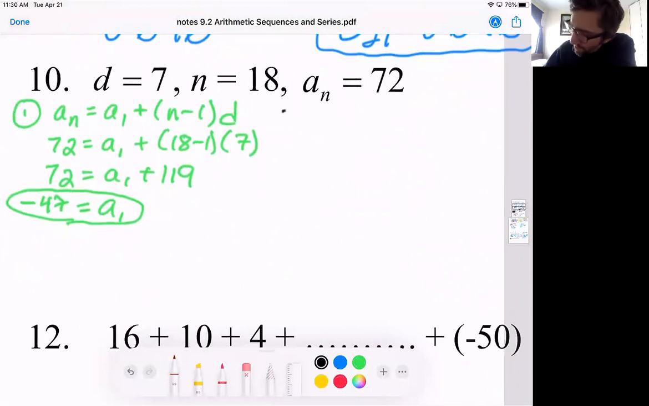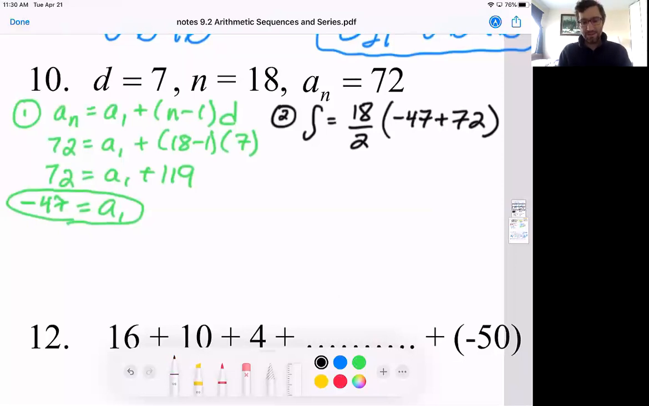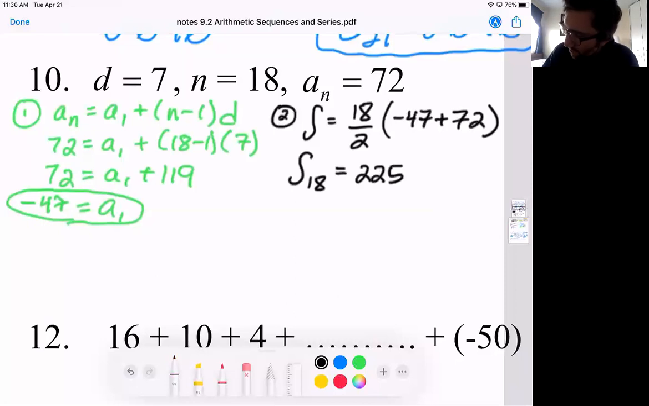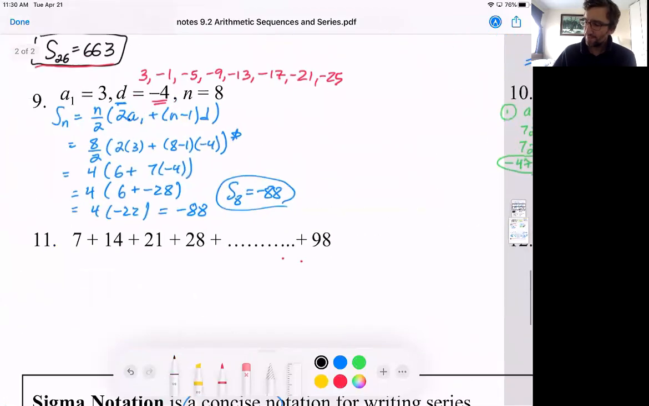So step number 2, we're going to have the sum equals, there are 18 terms over 2. The first term we just found, negative 47. And the last term is 72. So doing this all at once on our calculator, you should get 225. The sum of these 18 terms is 225. That was number 10. And then we have two more, it looks like.